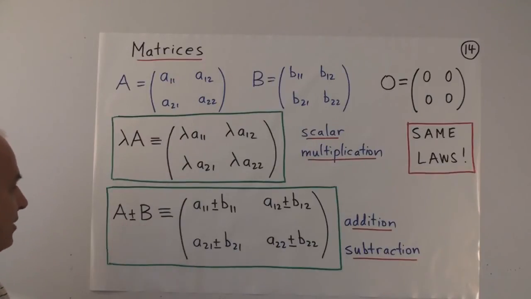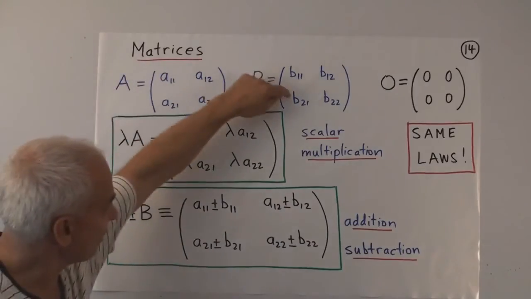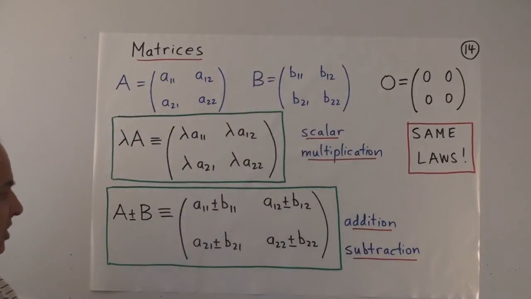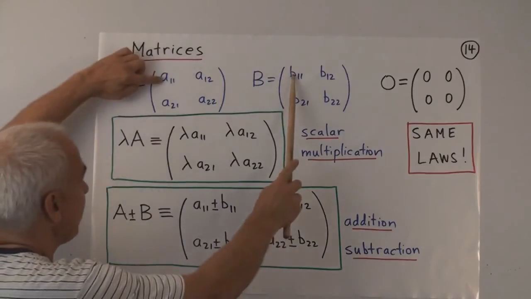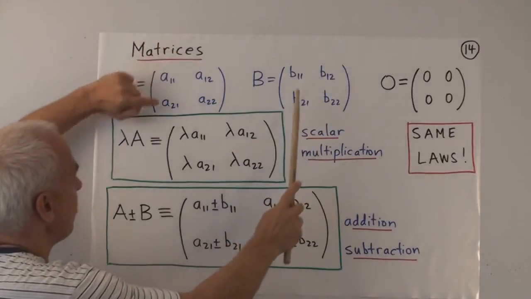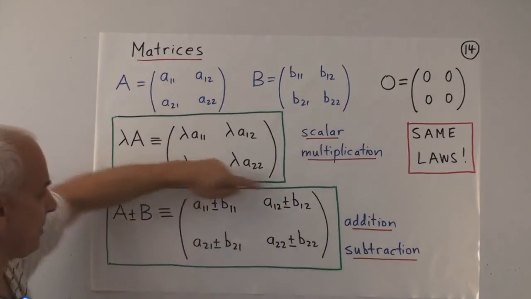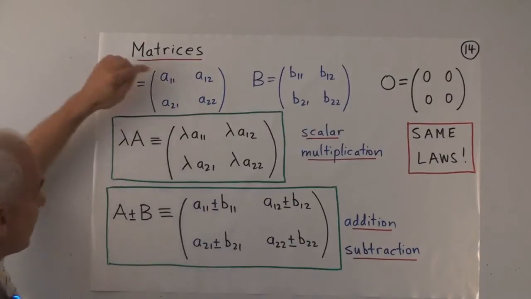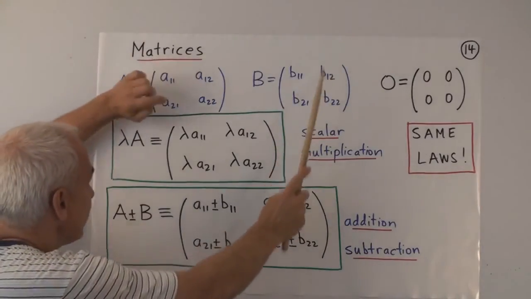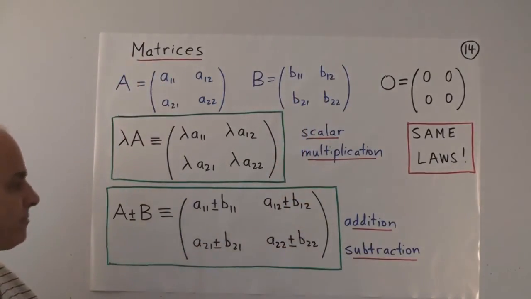Here's how you add 2 matrices or subtract 2 matrices. So this matrix plus this matrix is what you get by definition when you just add the corresponding components. So you add these two, you add these two, you add these two, you add these two, and put them in the right places. To take the difference, A minus B, you would take this minus this, this minus this, this minus this, this minus this.